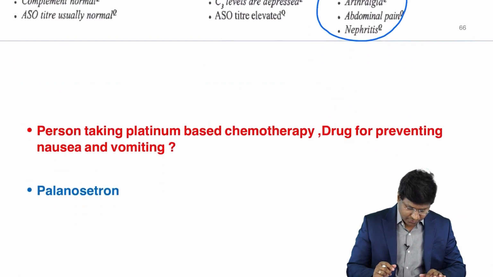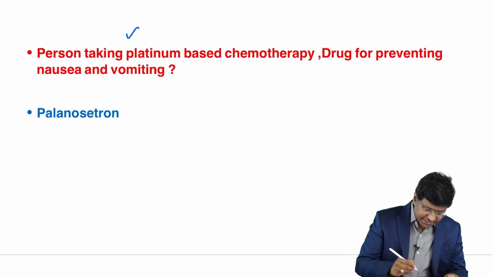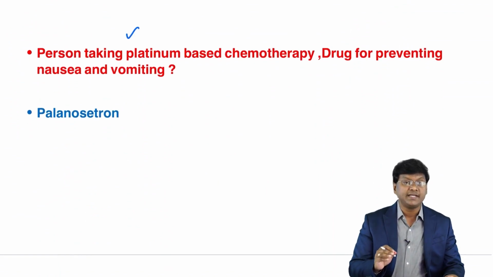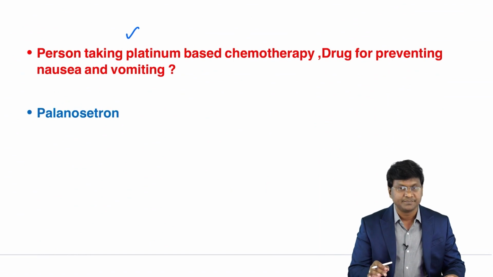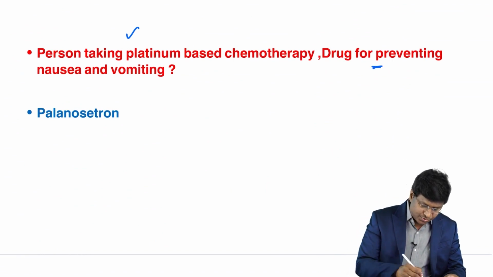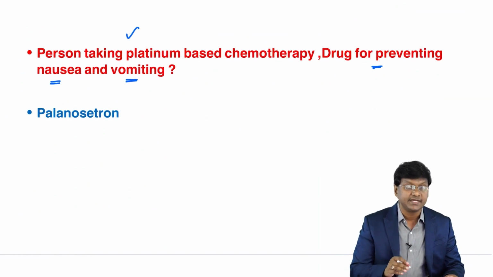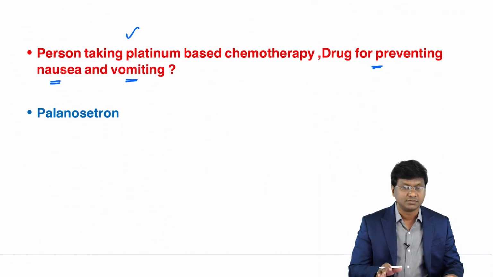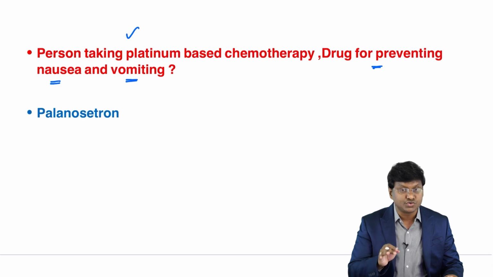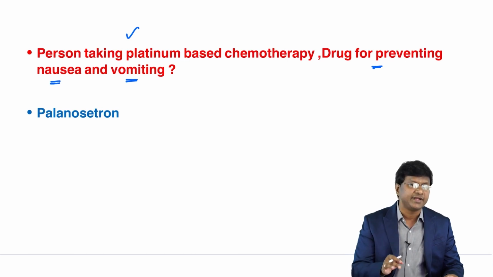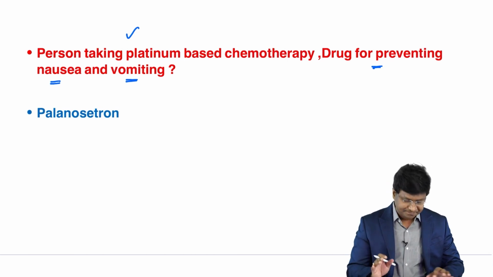Next, now see this question. For a person taking platinum based chemotherapy, what is the drug used for preventing nausea and vomiting? The answer is palonosetron. That will be the drug used to prevent nausea and vomiting secondary to platinum based chemotherapy.